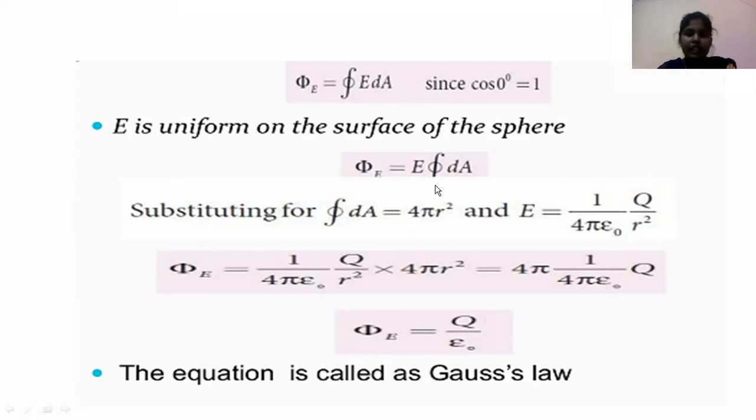So phi is E integration dA. Now dA is a small amount of area, so the integral of dA is nothing but the total area of the sphere, all the parts adding up as you integrate. So we know that the area of the sphere is 4 pi r square. Substituting it, and E is equal to 1 by 4 pi epsilon naught Q by r square.